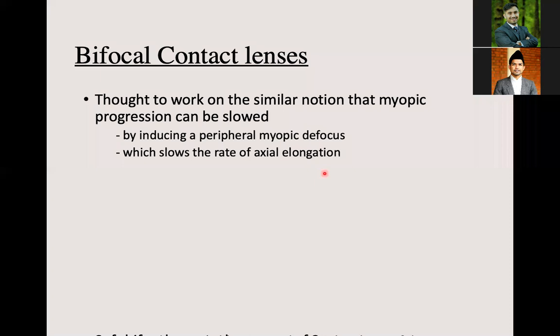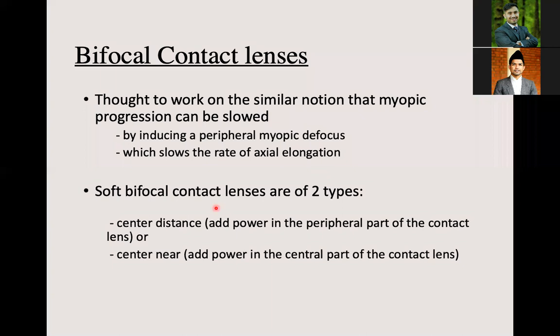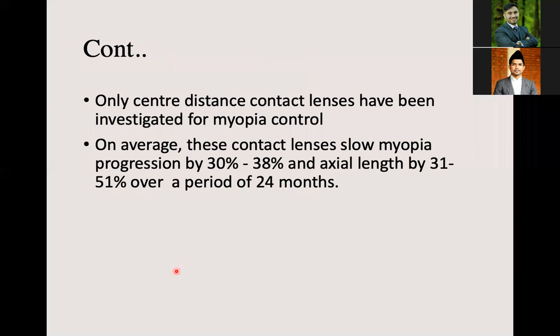Soft bifocal contact lenses are of two types, central distance and central near. We only use central distance contact lenses for myopia control. On average, this type of contact lenses slows the myopia progression by 30% to 38% and axial length by 31 to 51% over the period of 1 year. About 30 to 38% of myopia progression can be controlled.